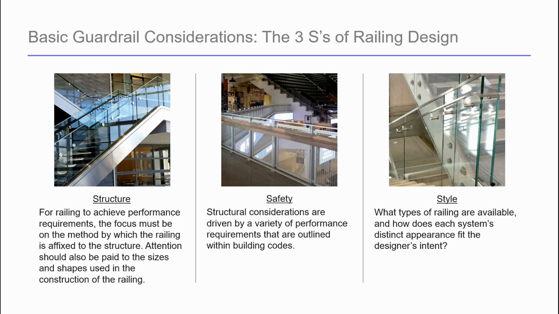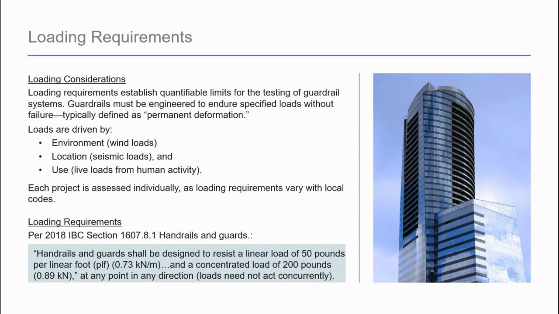For railing to achieve performance requirements, the focus must be on the method by which the railing is affixed to the structure. Attention should also be paid to the sizes and shapes used in the construction of the railing. Next is safety and the structural considerations that are driven by a variety of performance requirements that are outlined within building codes. Style is obvious and will be determined by each designer's vision for the project. So let's talk first about some of the loading requirements for railing.